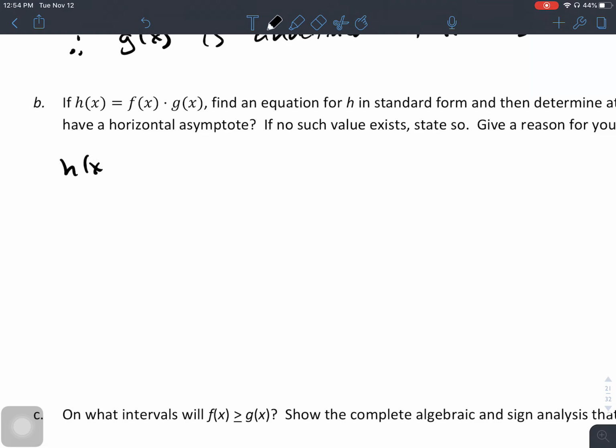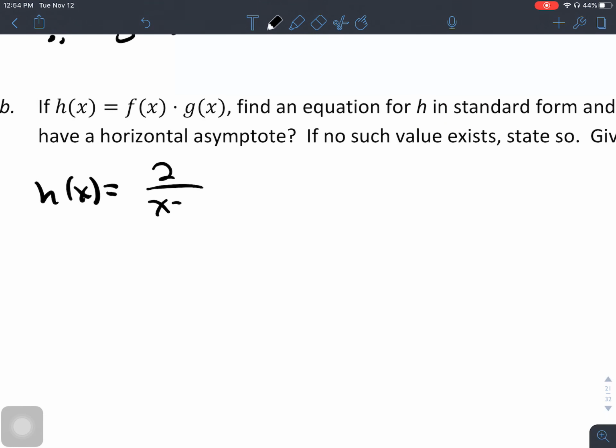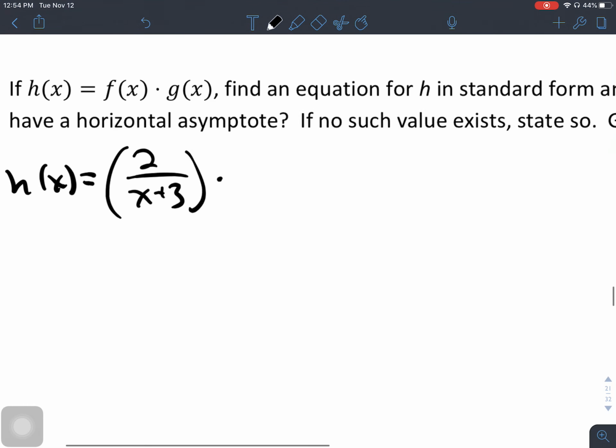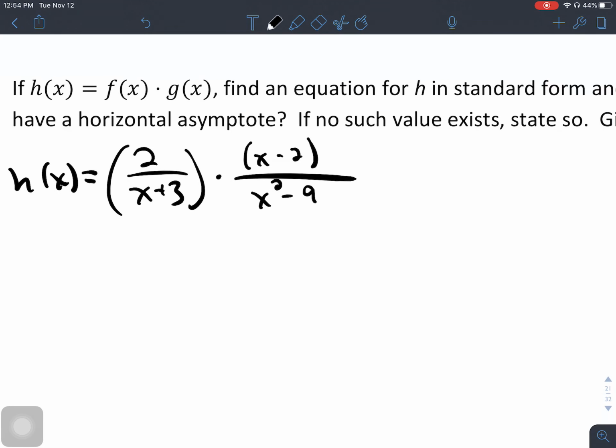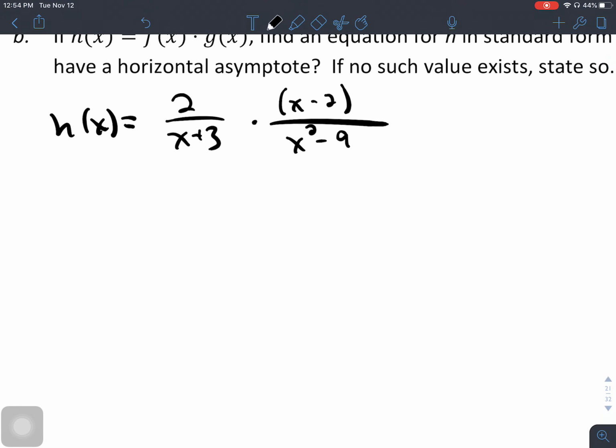Well, h of x is equal to f, which is 2 over x plus 3, I believe. Yep. Times g of x, which is x minus 2 over x squared minus 9. So in order to multiply these together, because I don't really need those brackets, you multiply the tops together, you multiply the bottoms together.